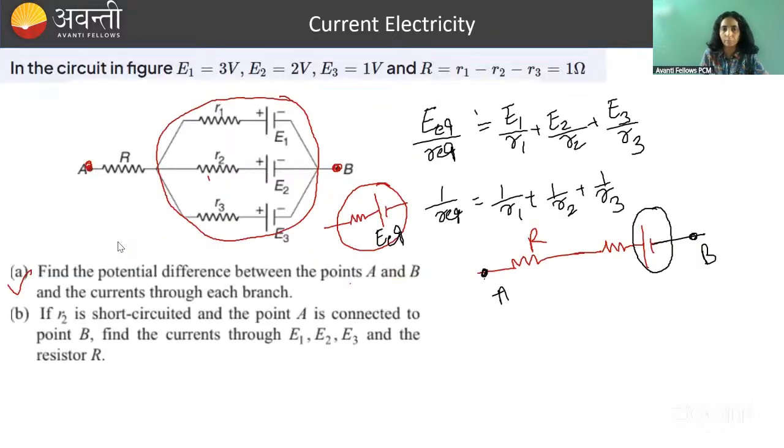Find the potential difference between point A and B. So that will be 2 volt. Okay? In the given circuit. Now and the current in each branch. Now we have to calculate current in each branch. How we can go around it?